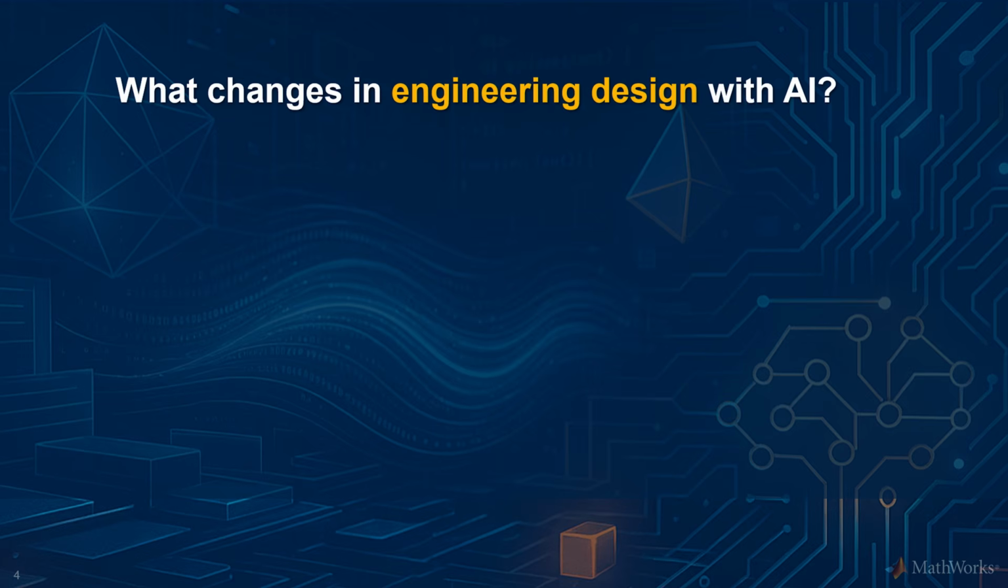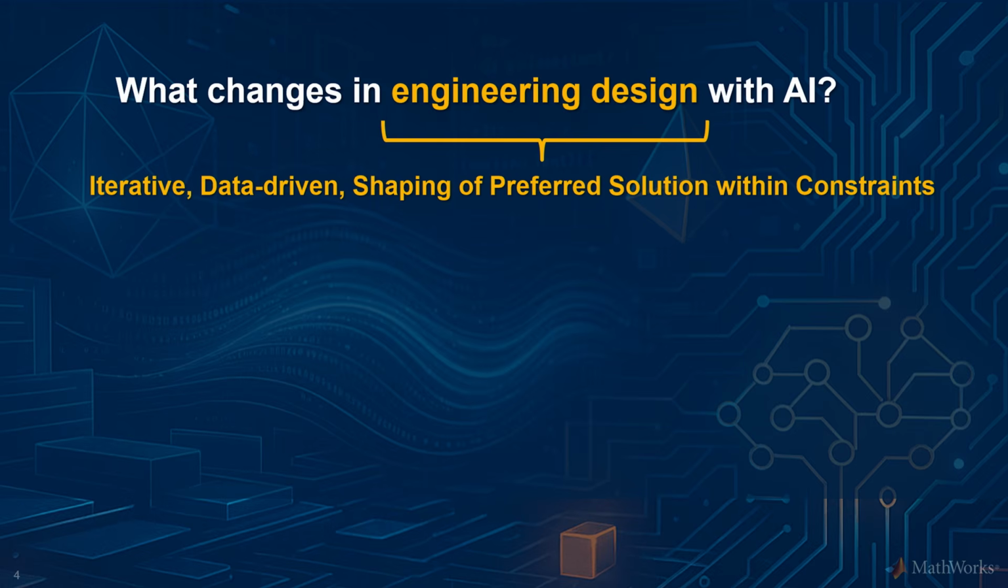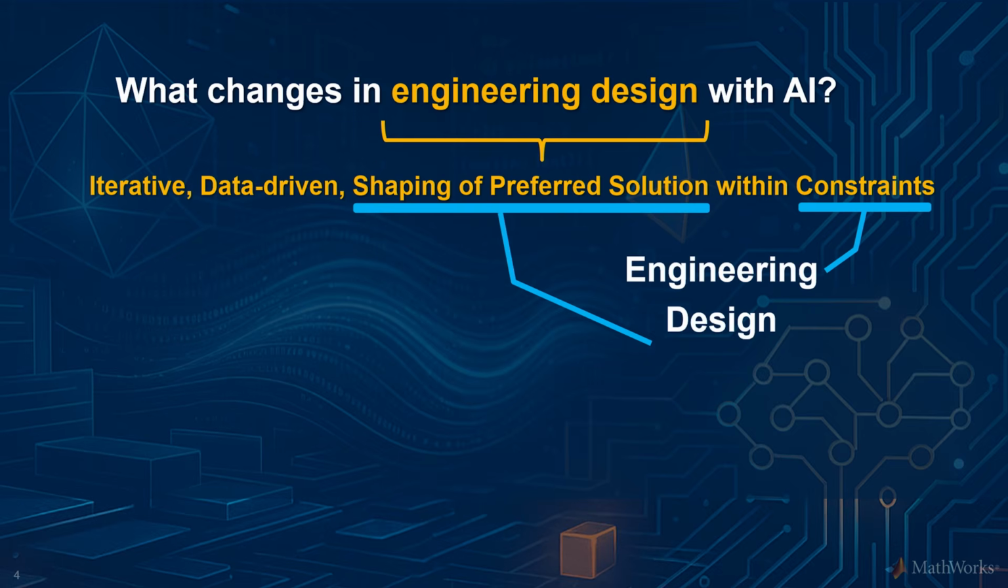The key question in this context is, how is AI going to change engineering design? To get into that, I have a definition, which is not amazing. It is the iterative, data-driven shaping of a preferred solution within constraints. Decomposing that: design is the shaping of things into preferred forms. Anything. Ideas, molecules, anything. That's what design is. Engineering underlines the word constraints. There is some business aspect or pragmatic aspect to it. So that's what engineering design is.